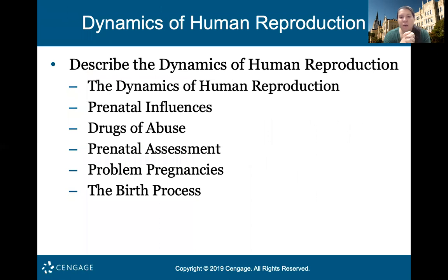We're going to talk a lot about, and you're going to read about in the book, the dynamics of human reproduction, prenatal influences. It talks a lot in the book about different prenatal influences, as well as drug abuse when a baby is in the womb. And so this is something that would be very important for you to know about. For example, if you are working with CPS and you have a baby that was born with drugs in their system. So these are lots of important different things to know about, different prenatal assessments, different problems that women could have during pregnancy, and then the actual birth process, which can be fairly traumatic for both women and a baby sometimes.